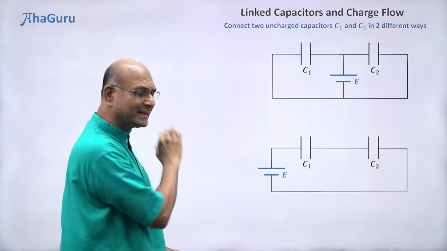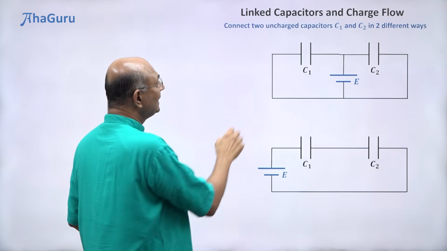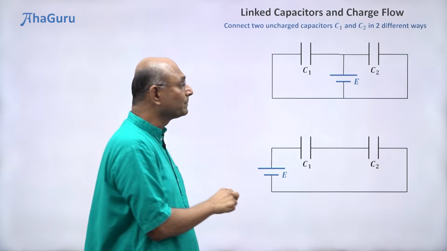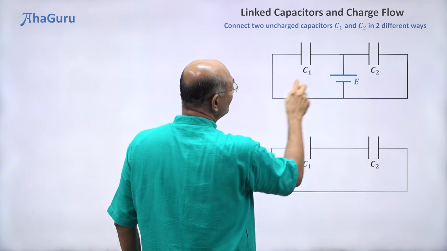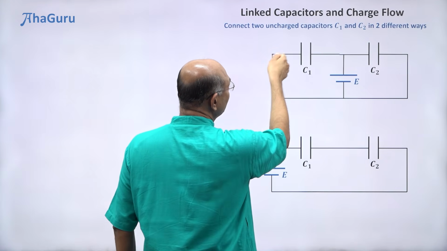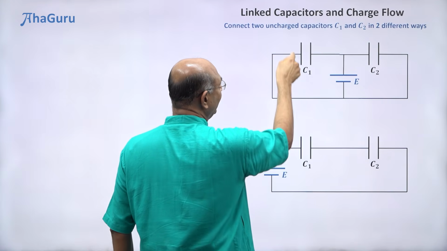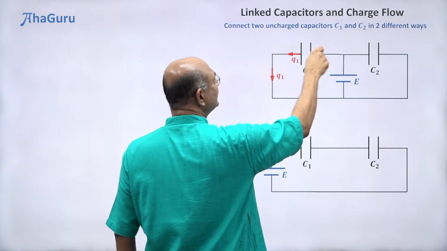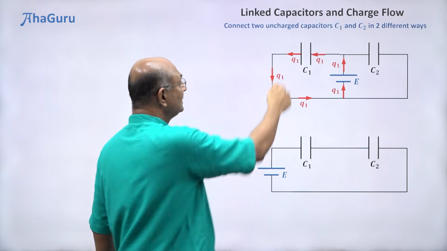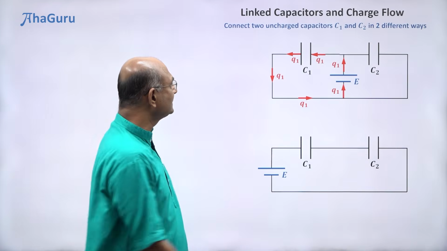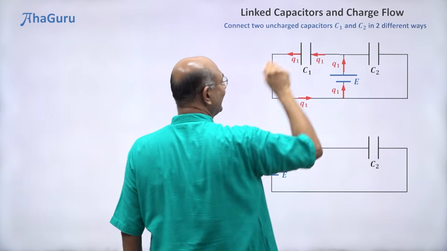Okay. To understand what difference it makes, let us focus on this circuit first. I'm going to look at this capacitor. Now, this battery pulls a charge Q1 from this plate and deposits that charge Q1 on this other plate. You can see the path. Q1 is going to travel like that.